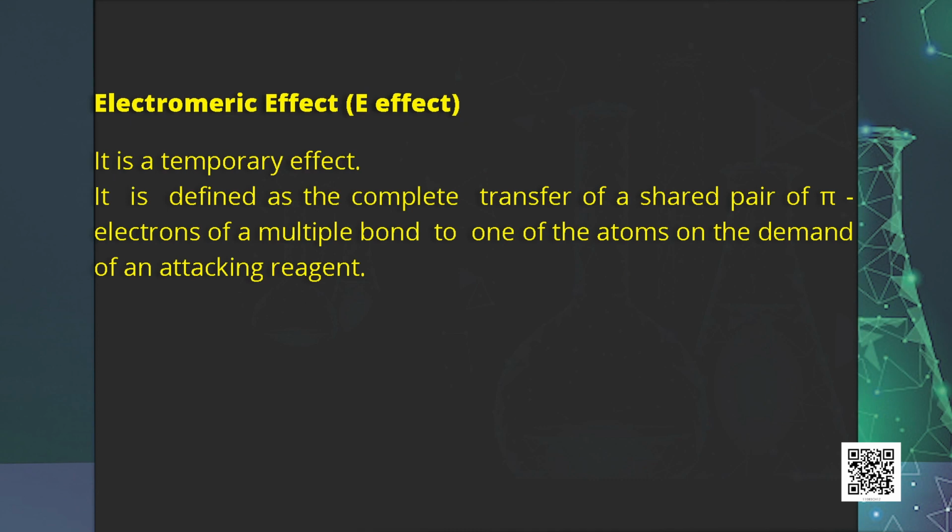Now, next electron displacement effect is electromeric effect. It is a temporary effect. The organic compounds having a double bond or a triple bond show this effect in the presence of an attacking reagent only. It is defined as the complete transfer of a shared pair of pi electrons of a multiple bond to one of the atoms on the demand of an attacking reagent. This effect is nullified as soon as the attacking reagent is removed from the domain of the reaction.